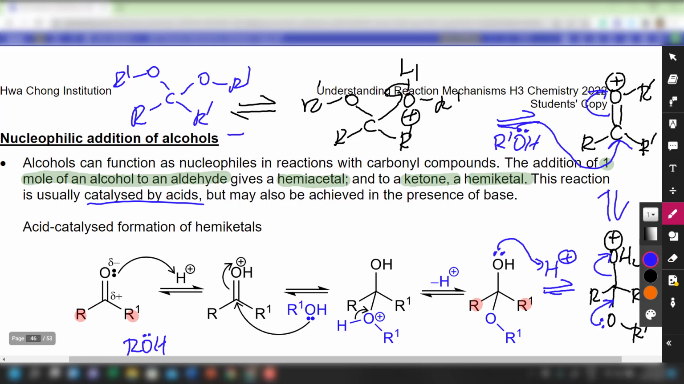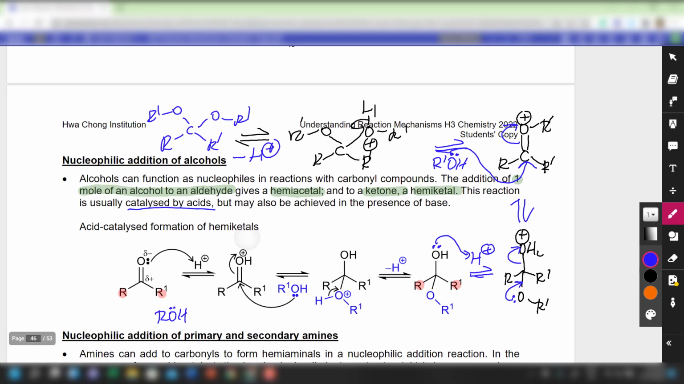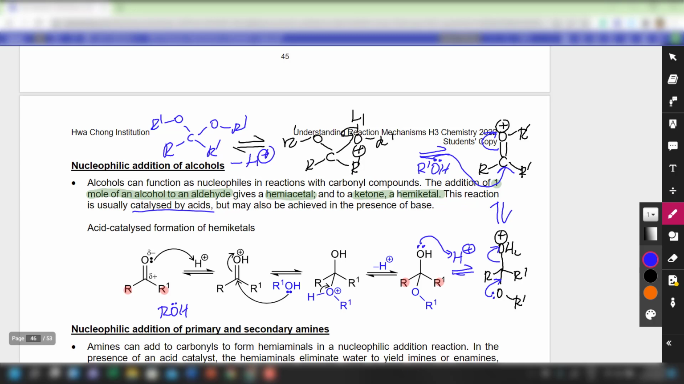All of these are equilibrium processes. So potentially, I can just adjust the conditions such that I can favor one over the other. This is a very popular way of what we call protecting a carbonyl group. So what do we mean by protecting the carbonyl group? You notice that once I form the hemiketal or the ketal, okay, this is called the ketal.